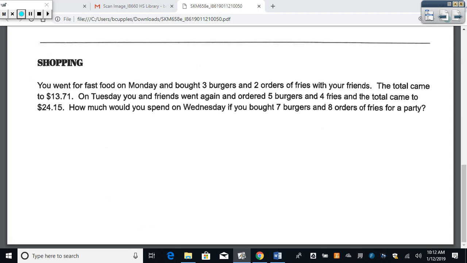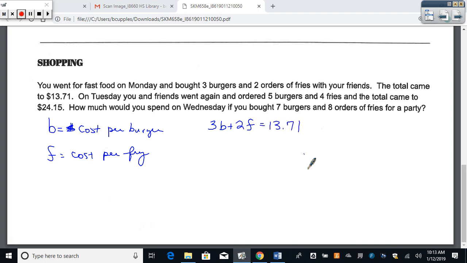Okay. So what are the 2 variables we're considering here in the shopping problem? Well, we're considering burgers. Burgers, so we're talking about the cost, right? Cost per burger. Okay, and we're considering fries. Okay, so if we look at this, it says here that we bought 3 burgers and 2 fries. The total was $13.71.